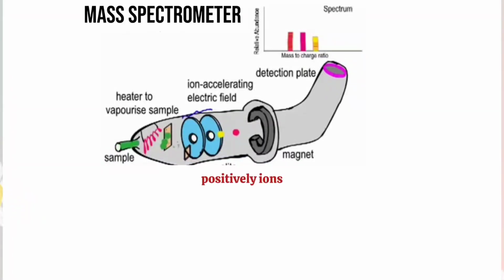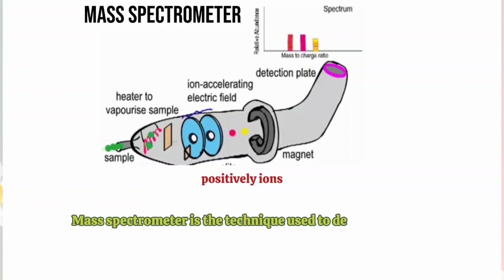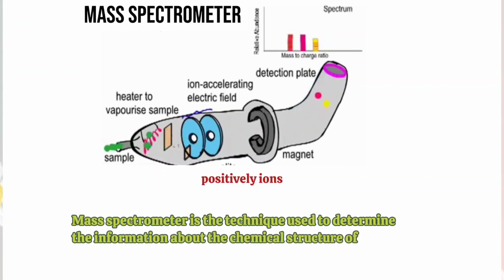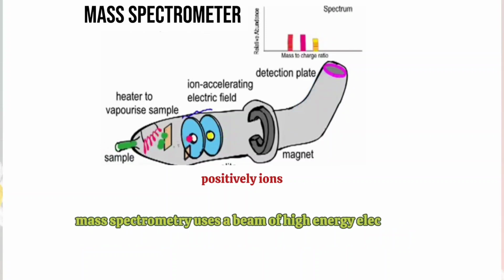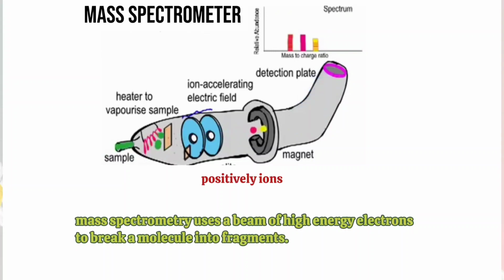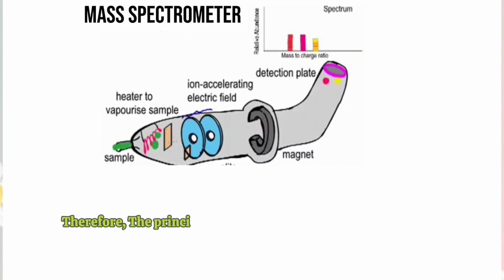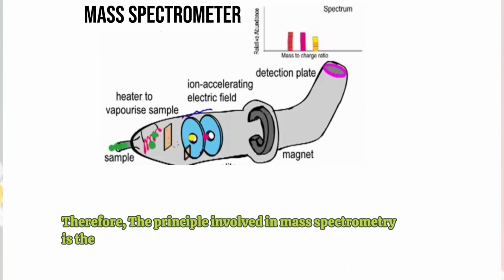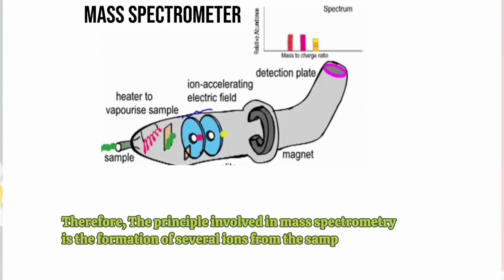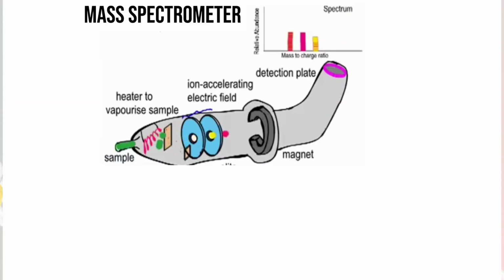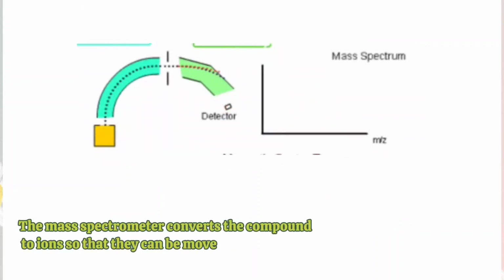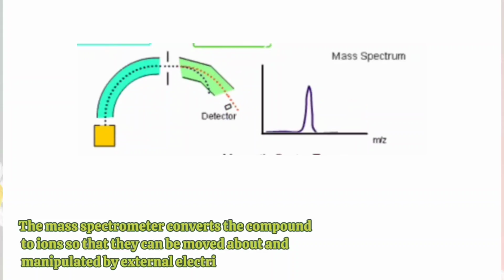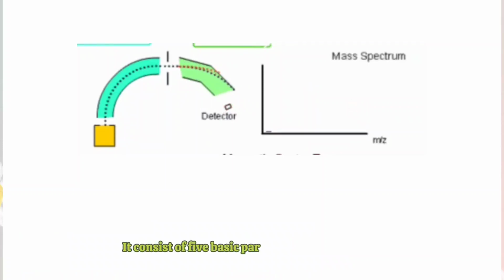My dear students, mass spectrometer is a technique used to determine information about the chemical structure of a sample. Mass spectrometry uses a beam of high-energy electrons to break a molecule into fragments. Therefore, the principle involved in mass spectrometry is the formation of several ions from the sample. The mass spectrometer converts the compound to ions so that they can be moved about and manipulated by external electric and magnetic fields. It consists of 5 basic parts.